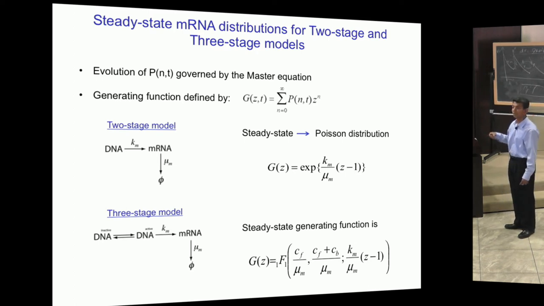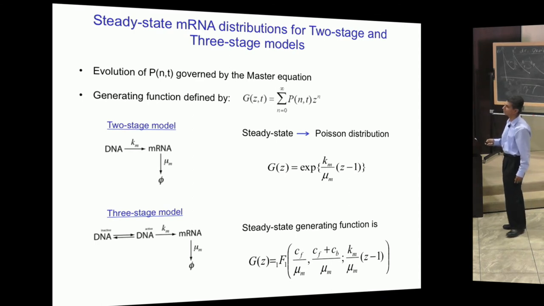What is n? N is the number of mRNAs created, the number of cellular macromolecules created. So it could be proteins or mRNAs. In this case, it's mRNAs. I'm talking about mRNAs throughout this slide. So you're looking at the number of mRNAs at time t, and in the steady state, you get a Poisson distribution for the two-state model.